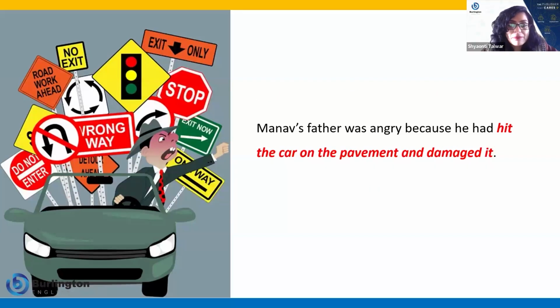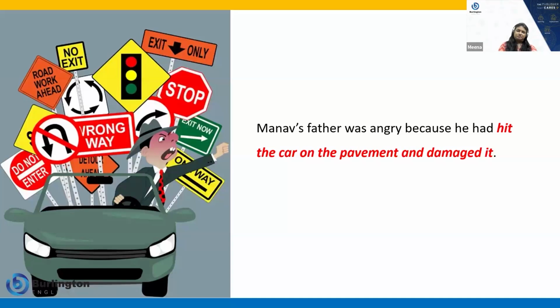Okay, now let's look at this one. Manav's father was angry because he had hit the car on the pavement and damaged it. So, can we think of just maybe a collocation here? An accident. Had an accident. But we are talking about the car. So, can we have something to do with the car? They've given crashed. Very good. So, he had crashed his car.